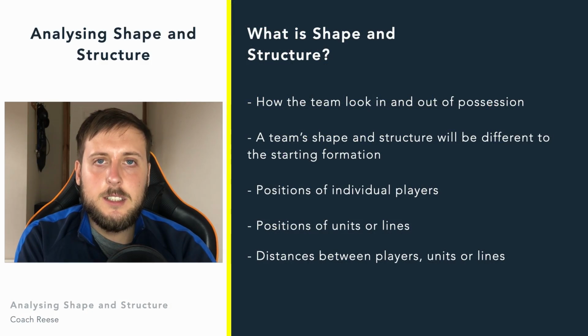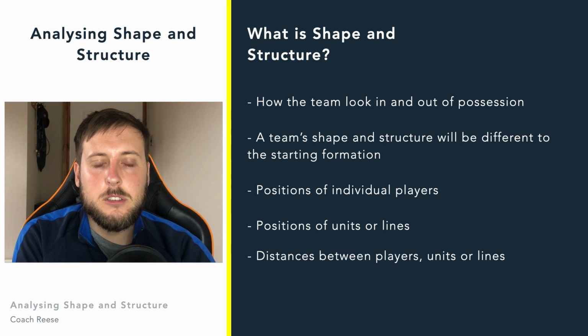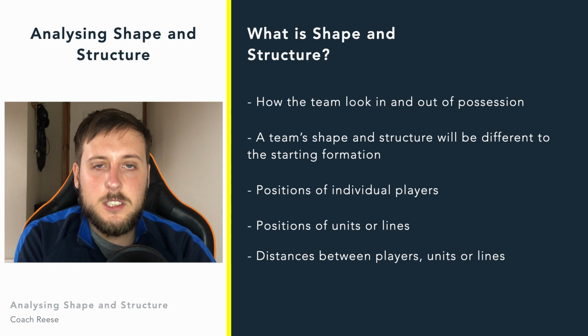So firstly, let's make sure we understand what shape and structure is. A team's shape and structure is how the team look both in and out of possession. A team's shape and structure will be different to the formation that they start with. Things that impact a team's shape and structure are the individual positions of players, the team's units, and the team's lines. Further to that, we can think about the distances between units, players, and lines.